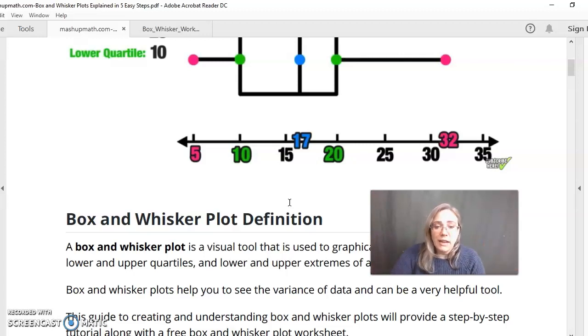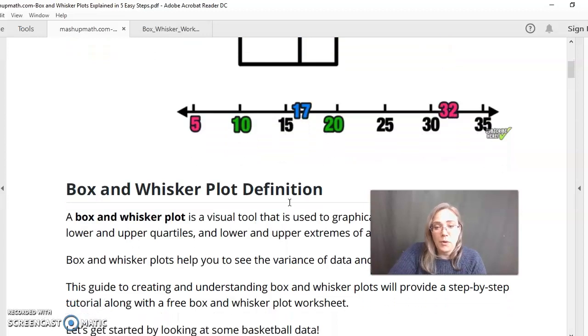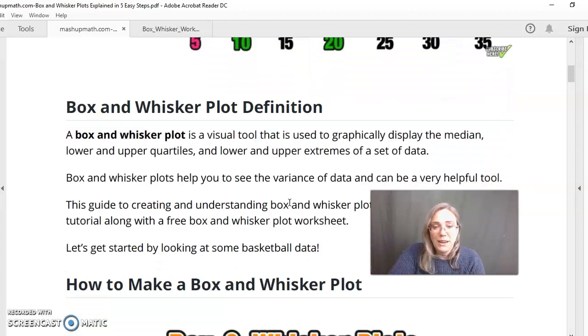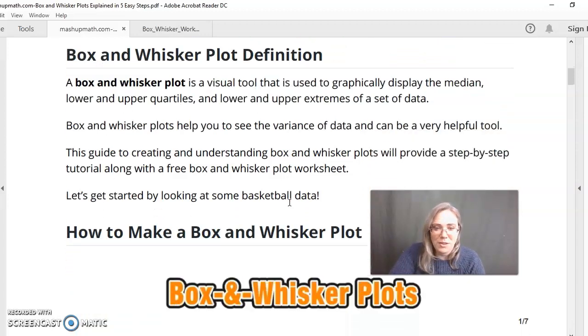This guide to creating and understanding box and whisker plots will help provide a step-by-step tutorial along with a free box and whisker plot worksheet. Yeah, this is what happens when you have 2 days to prepare 3 weeks worth of take-home stuff.